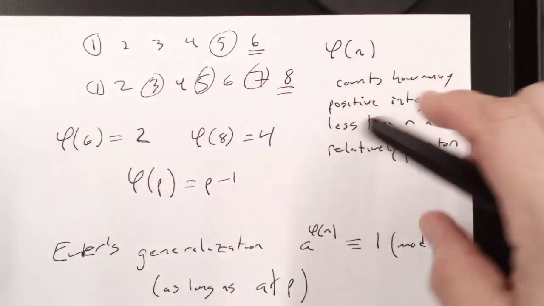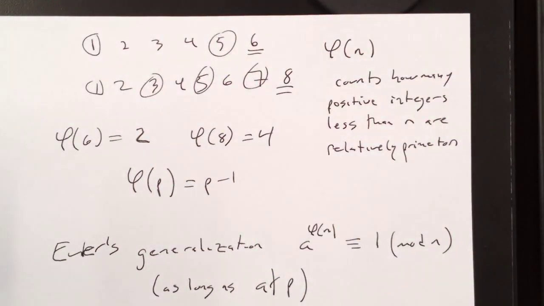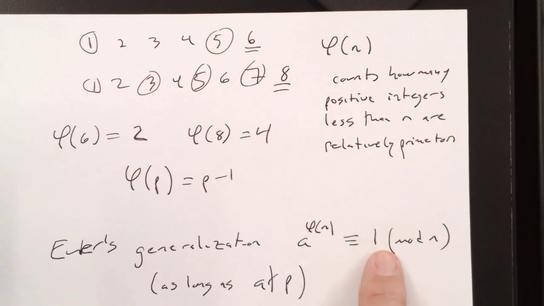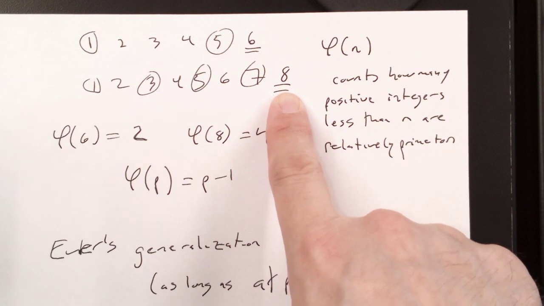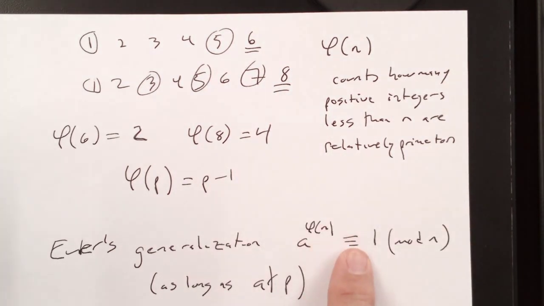If I'm working mod 6, I'm really only working with 1 or 5. What's 5 raised to the second power mod 6? You got your calculators. What is 7 to the 4th mod 8? The quotient is 300. The remainder is 1.